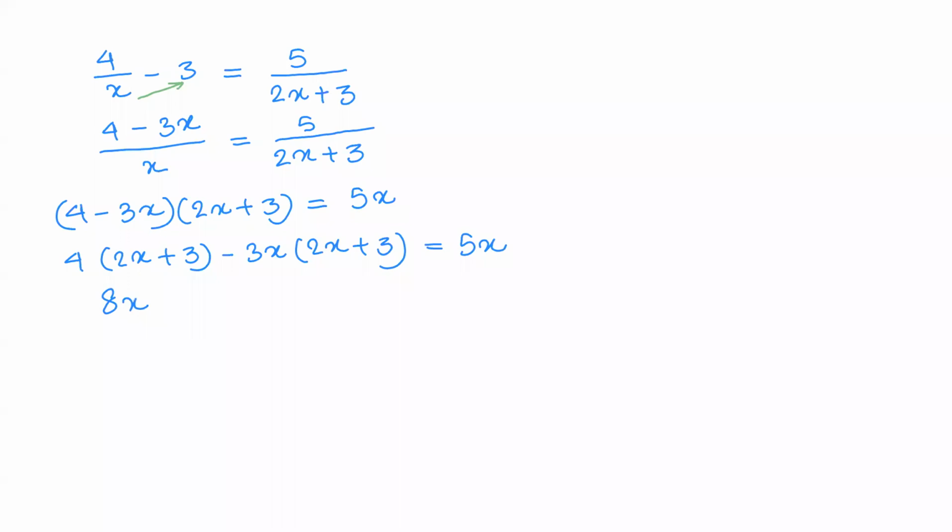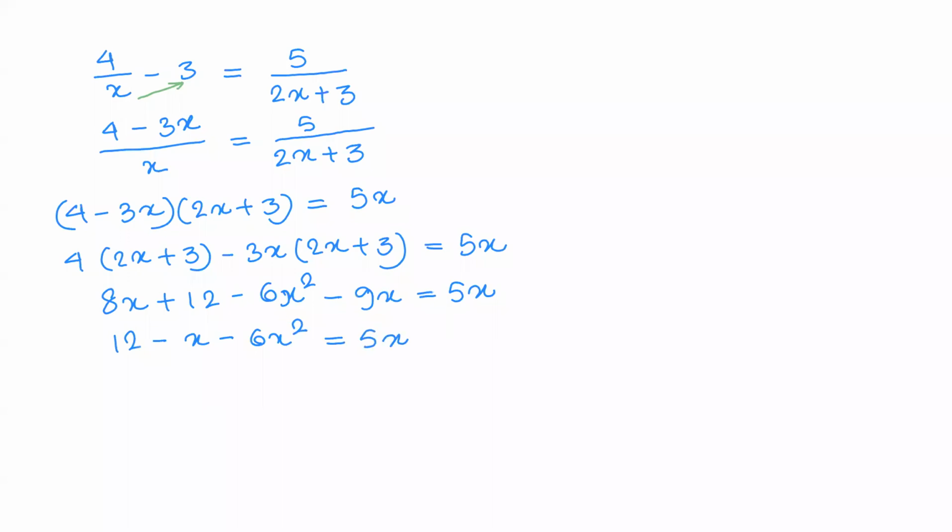So we get 8x plus 12 minus 6x square. Now you see the square has now appeared. अब जाकर के square picture में आया है. Minus 9x is equal to 5x. So let us compile all of this together. So we have 12. Now 8x minus 9x, that simply gives us x. Minus 6x square is equal to 5x.